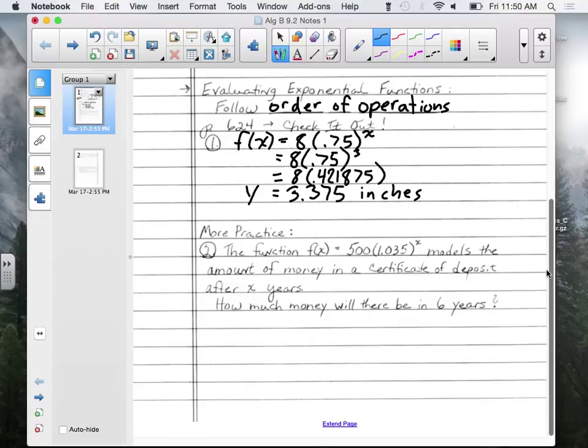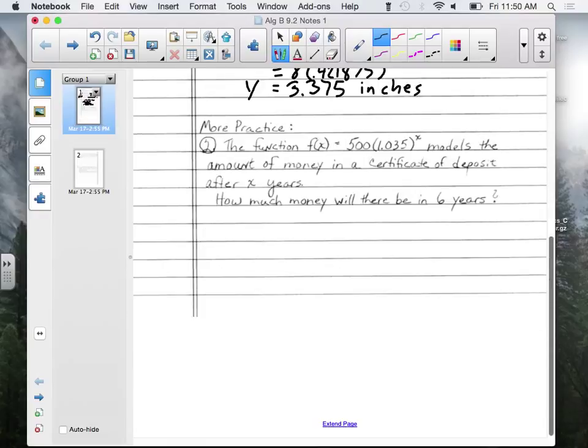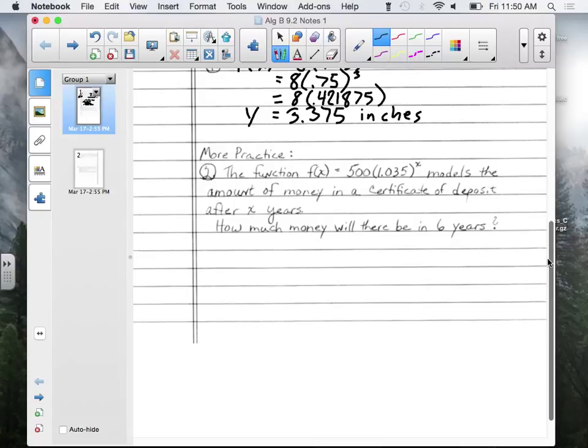So now we'll move on to number 2. And you guys can do this one by yourself. Not until we decide what everything in it is representing. So it says f of x equals 500 times 1.035 to the x power models the amount of money in a certificate of deposit after x years.